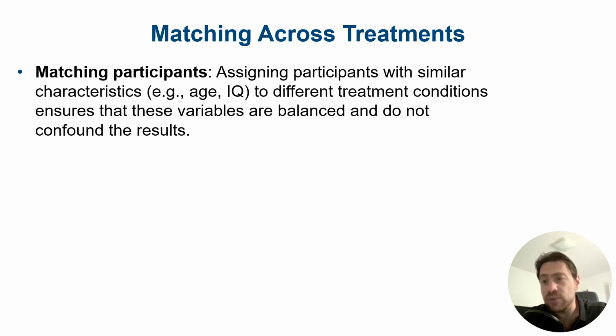Or another way of doing this is simply to ensure that the average age is the same or very similar for your treatment conditions. And again, this increases the variation across that variable, which can benefit external validity while avoiding the systematic differences between conditions, which could be a confound and threaten internal validity. All right, so that's matching.